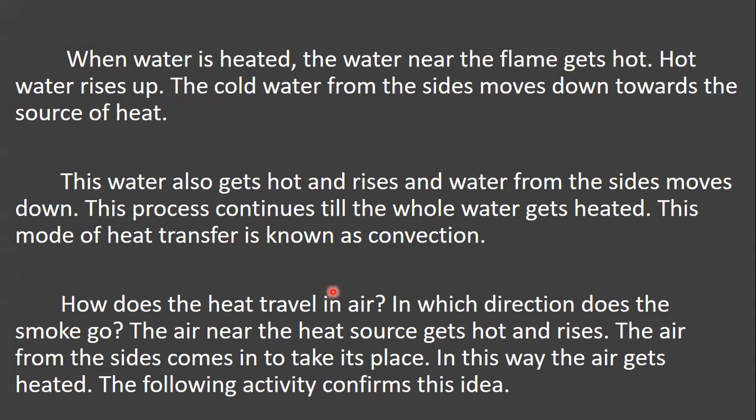And how does this heat travel in air, children? In which direction does the smoke go? The air near the heat source gets hot and rises. See, children, the air which is near the heat source gets hot and then it rises. The air from the sides comes in to take its place. In this way, the air gets heated.